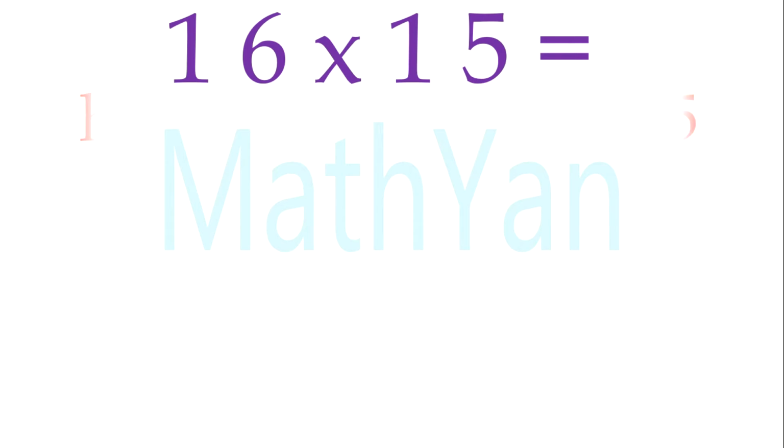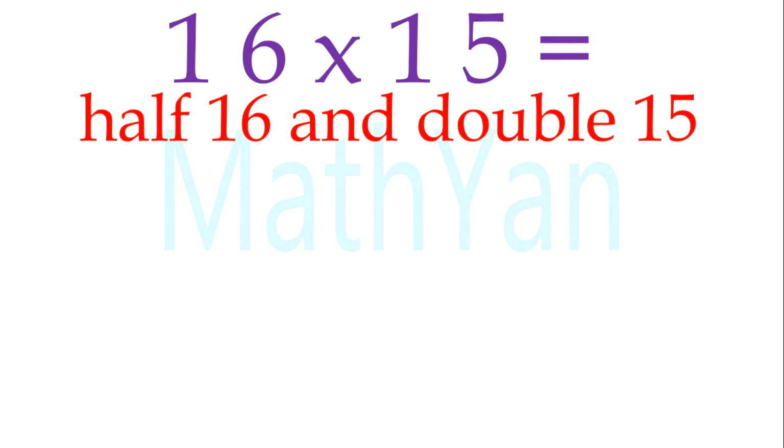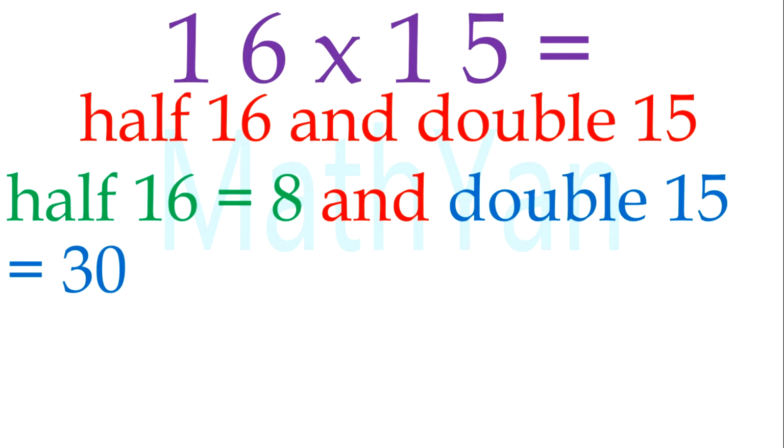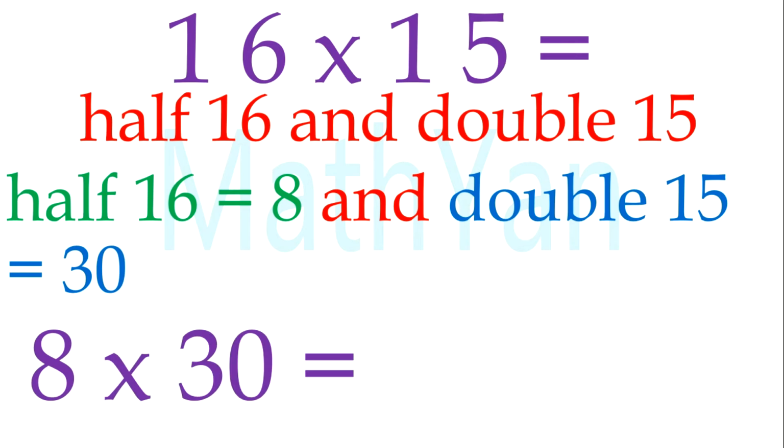16 times 15. Half 16 and double 15. For easy calculations, do not halve 15 or double 16. Half 16 is equal to 8 and double 15 is equal to 30. So 8 times 30 is 240. So 16 times 15 is equal to 8 times 30, so it's equal to 240.